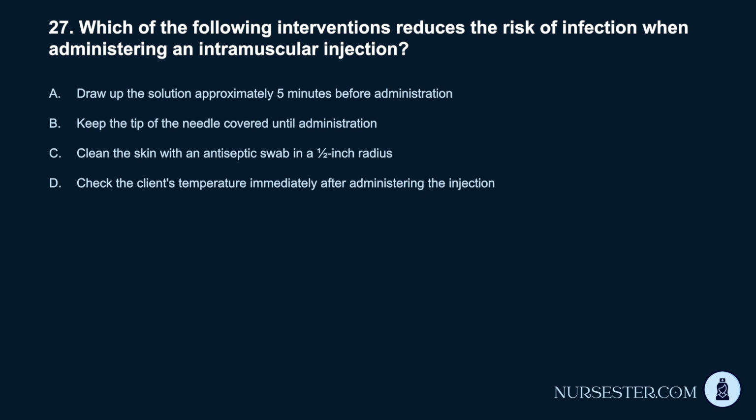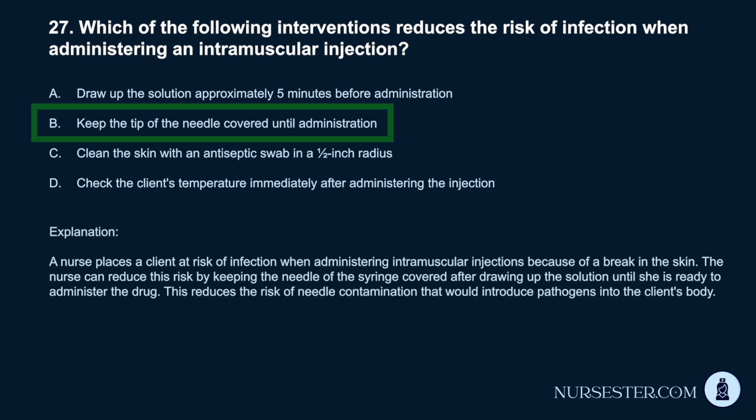27. Which of the following interventions reduces the risk of infection when administering an intramuscular injection? A. Draw up the solution approximately 5 minutes before administration. B. Keep the tip of the needle covered until administration. C. Clean the skin with an antiseptic swab in a ½ inch radius. D. Check the client's temperature immediately after administering the injection. Correct answer, B. Keep the tip of the needle covered until administration.